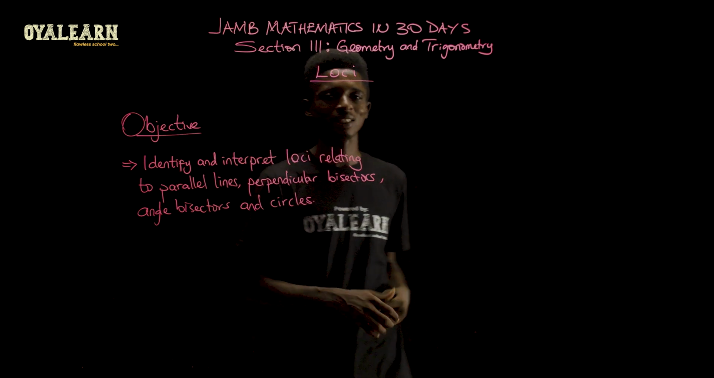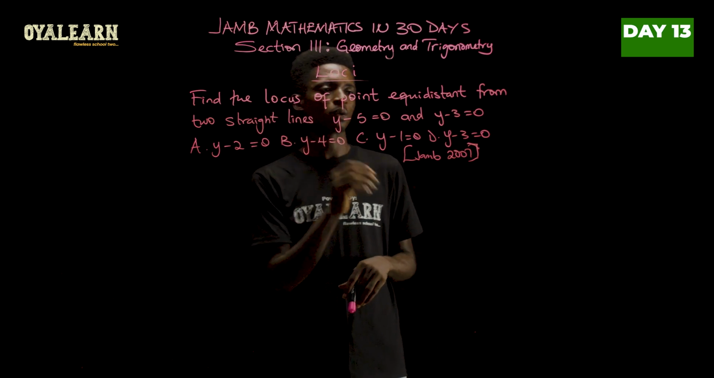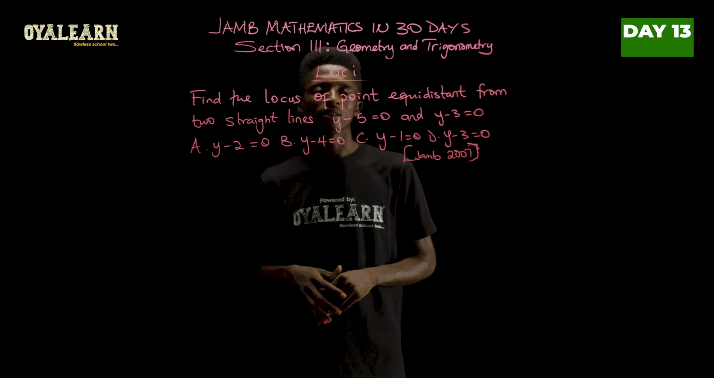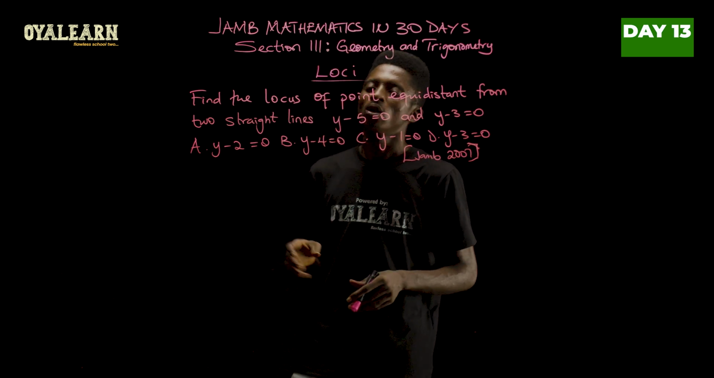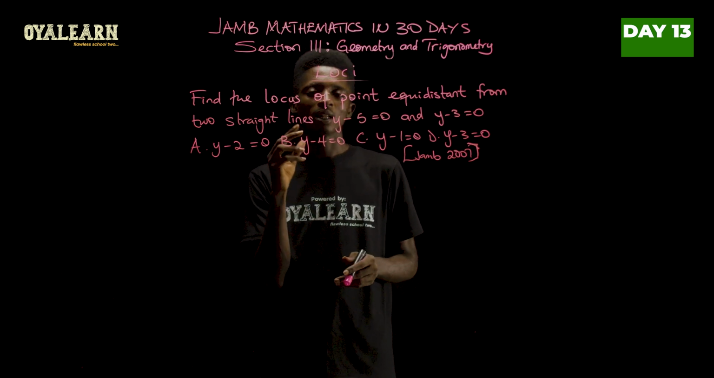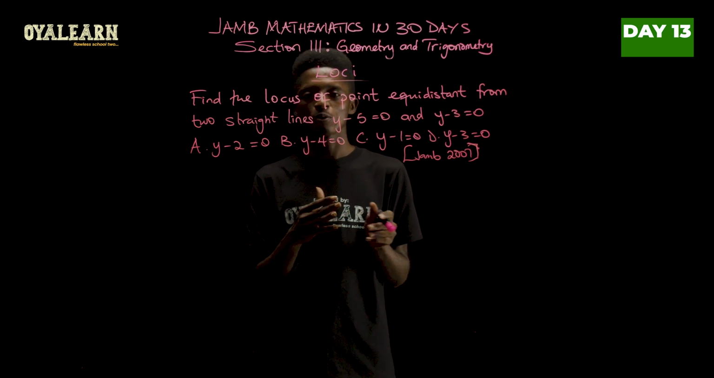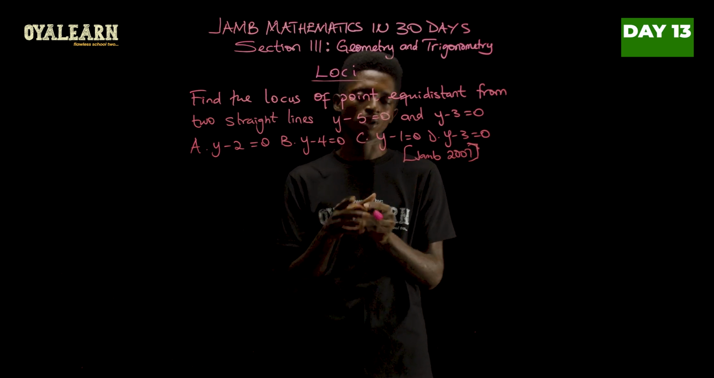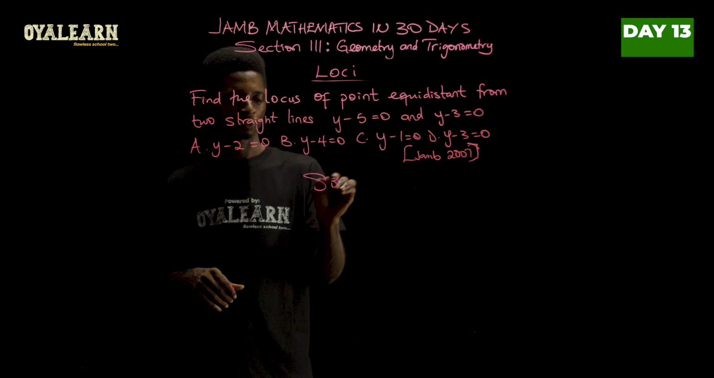Let's do it. This question says, find the locus of points equidistant from 2 straight lines, y minus 5 equals 0 and y minus 3 equals 0. Now, considering these equations, we see that we have lines that do not intersect with the x-axis at all. So we have horizontal lines that are parallel. Since they are parallel, this is what we do.